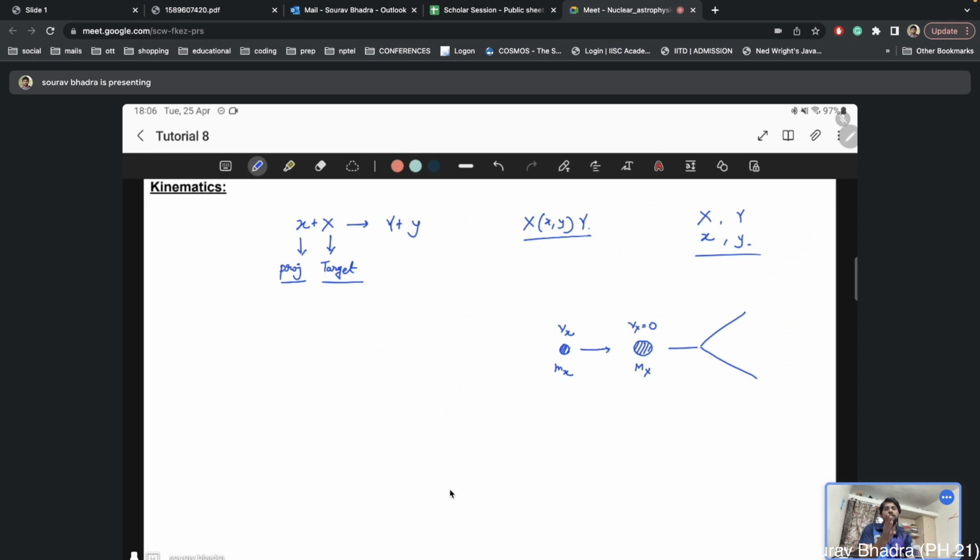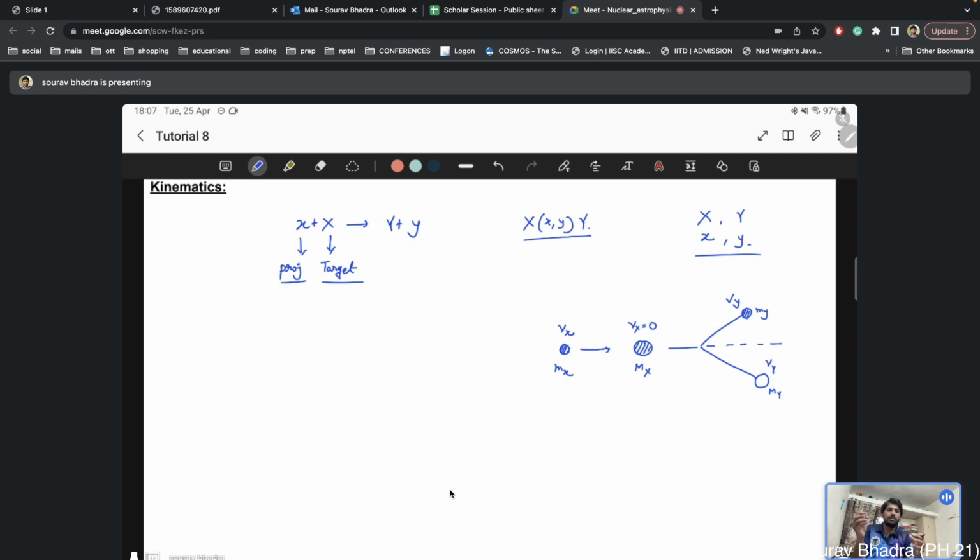So the target is at rest, and one projectile with some kinetic energy and velocity is coming towards it, and it will interact with that particle. And then there will be two different products. They also have some kinetic energy. So we consider that this is the small y with velocity Vy and mass My, and this is the capital Y. So two products, capital Y and small y, as I told you earlier. It has a mass of capital M with subscript Y and velocity V capital Y.